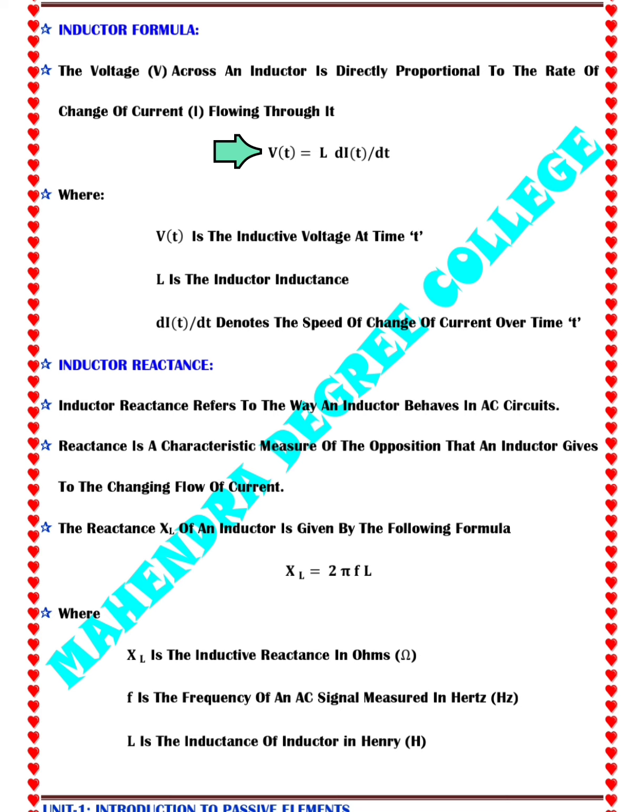The final explanation: the voltage across an inductor depends on how quickly the current is changing through it. Faster change in current means more voltage produced across the inductor.